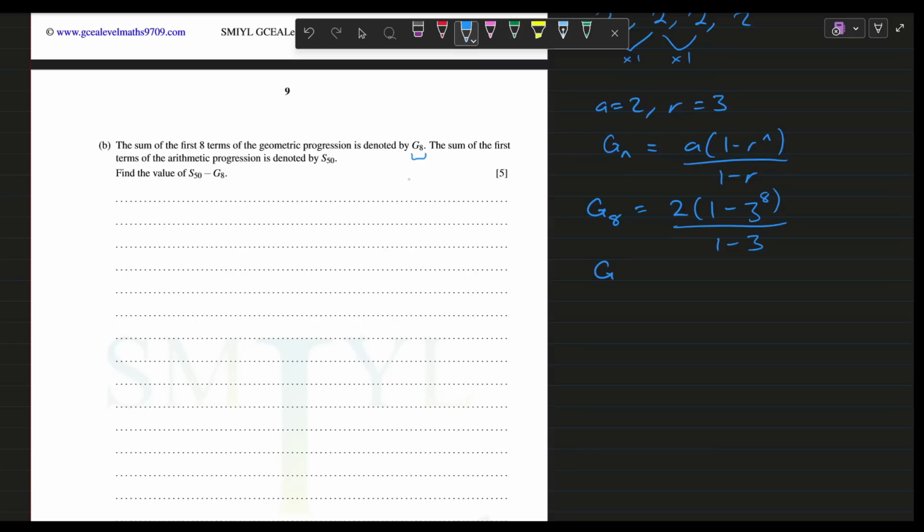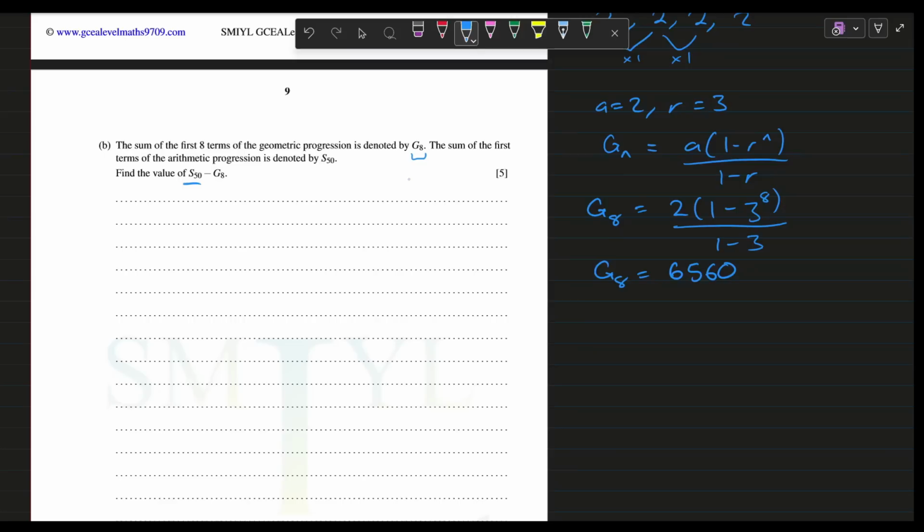So G8 is going to be equal to, let's punch this into the calculator, that is 2 times 1 minus 3 to the power 8 over 1 minus 3. So we get G8 is 6,560. And then we need to find S50 as well.